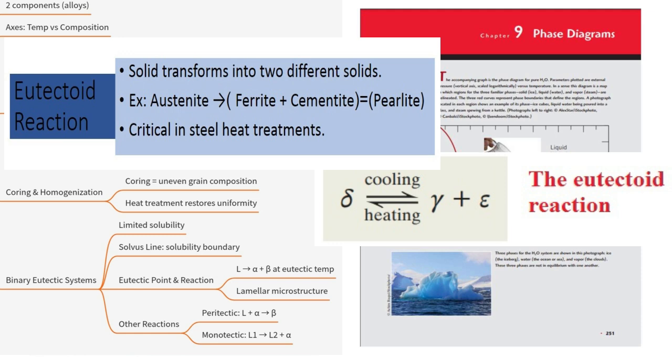Exactly. And this eutectoid reaction is super important in steels because it's how we get a microstructure called pearlite, which gives steel its strength and ductility. So we'll talk more about that in a future episode about steels.